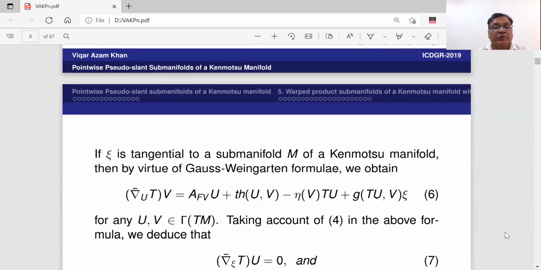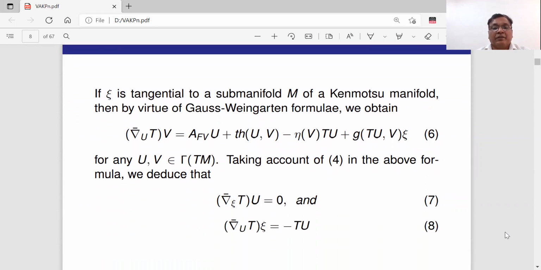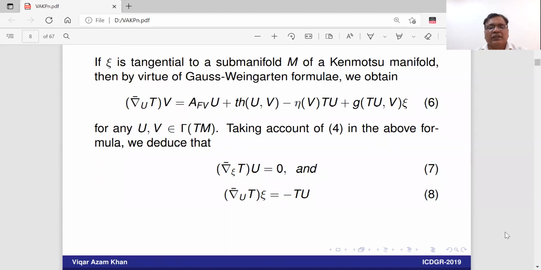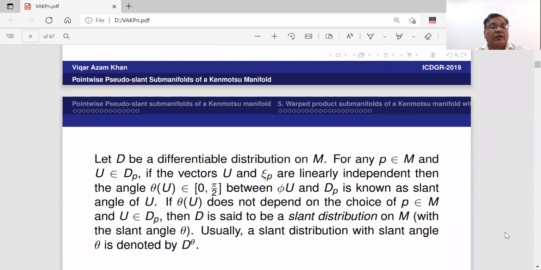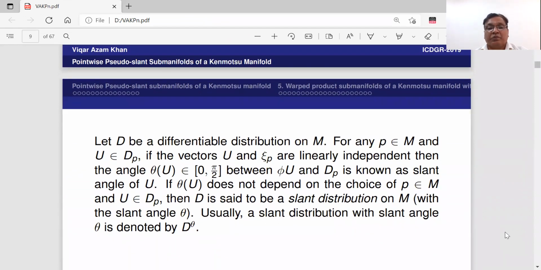To begin with, we compute the covariant derivative of the tensor field T. It is obtained as this expression in number 6. In particular, we can compute the covariant derivative of T along xi, applied to u. This turns out to be 0, and the covariant derivative along u of T xi comes out to be minus Tu. These are easy computations and well known.